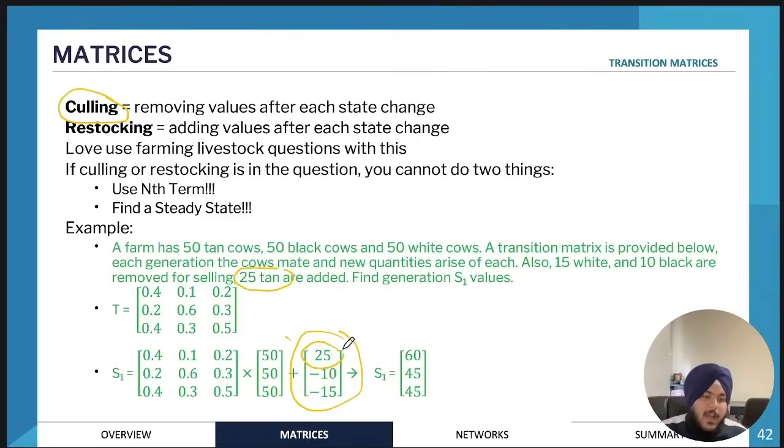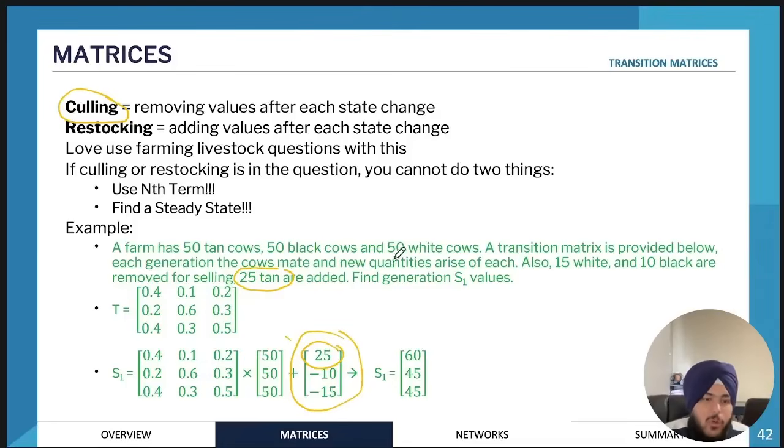So 25 tan cows being added. Actually, I'll go through the whole example so we can understand. A farm has 50 tan cows, 50 black cows, and 50 white cows. A transition matrix is provided below. Each generation, the cows mate and new quantities arise of each.